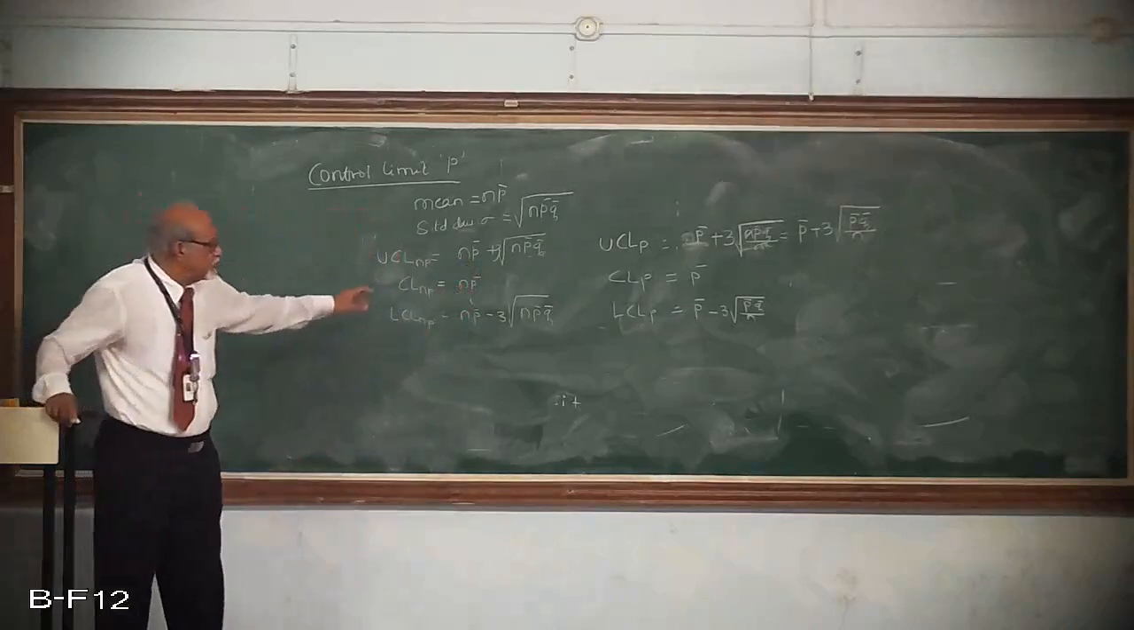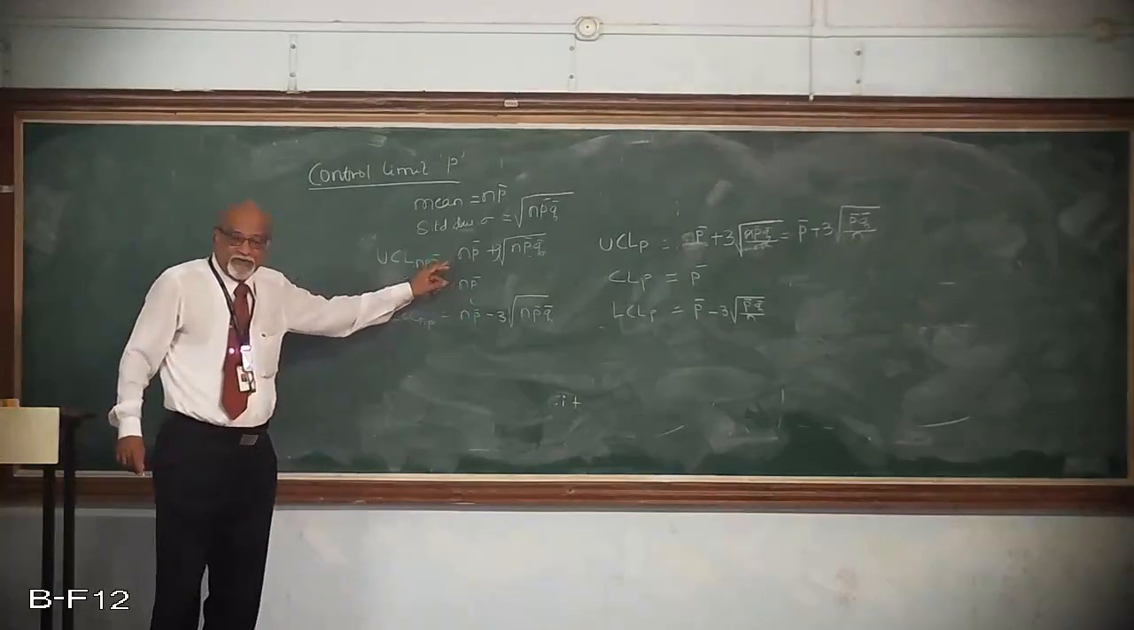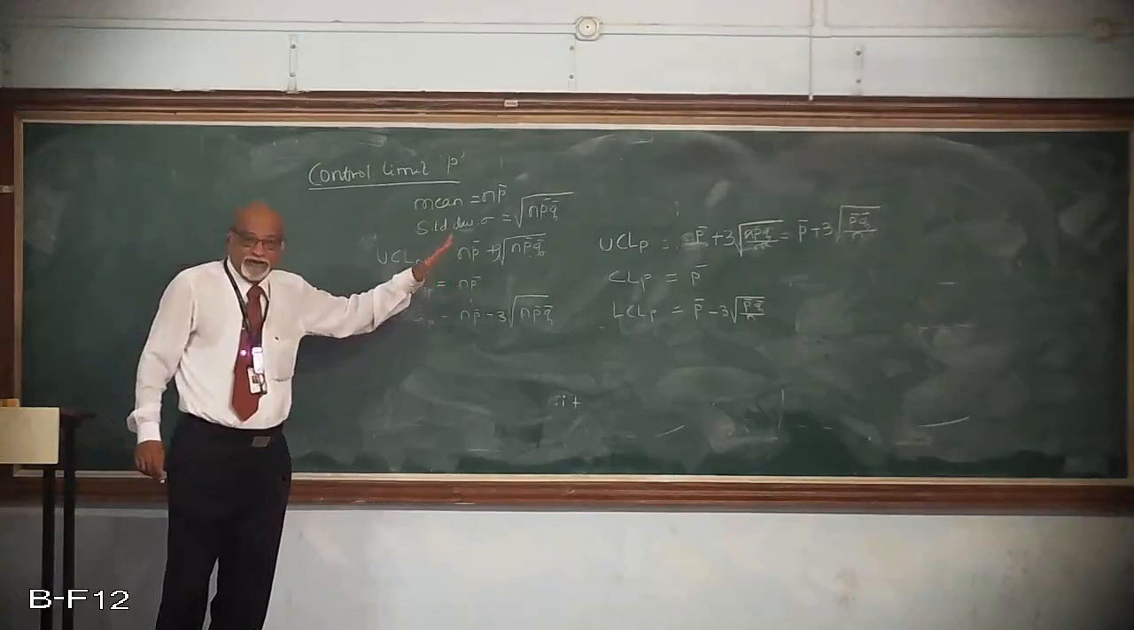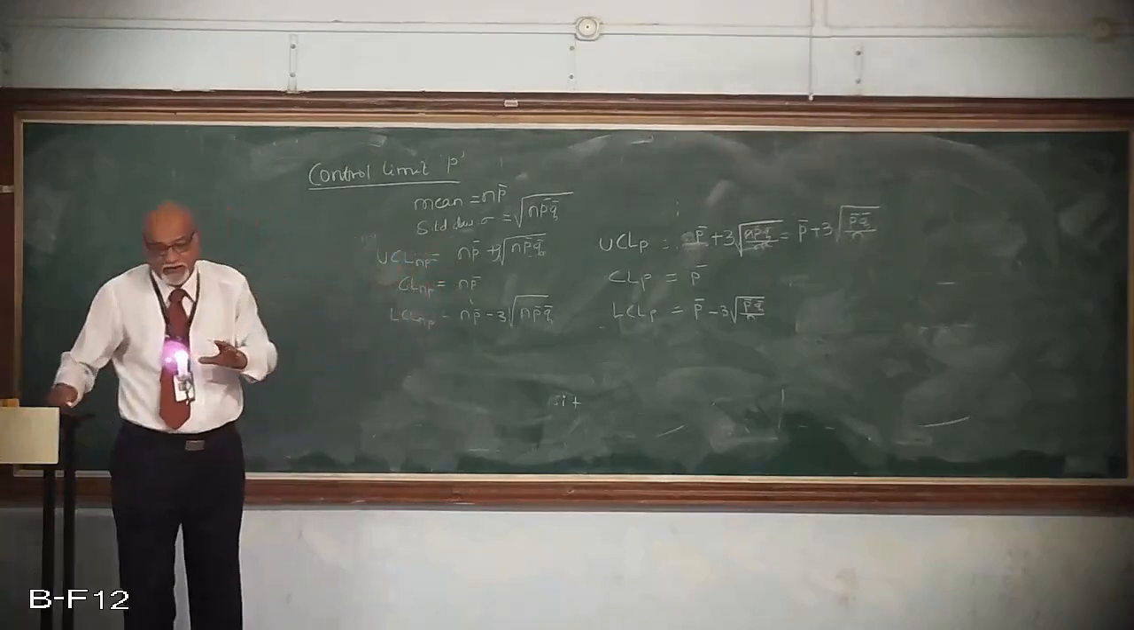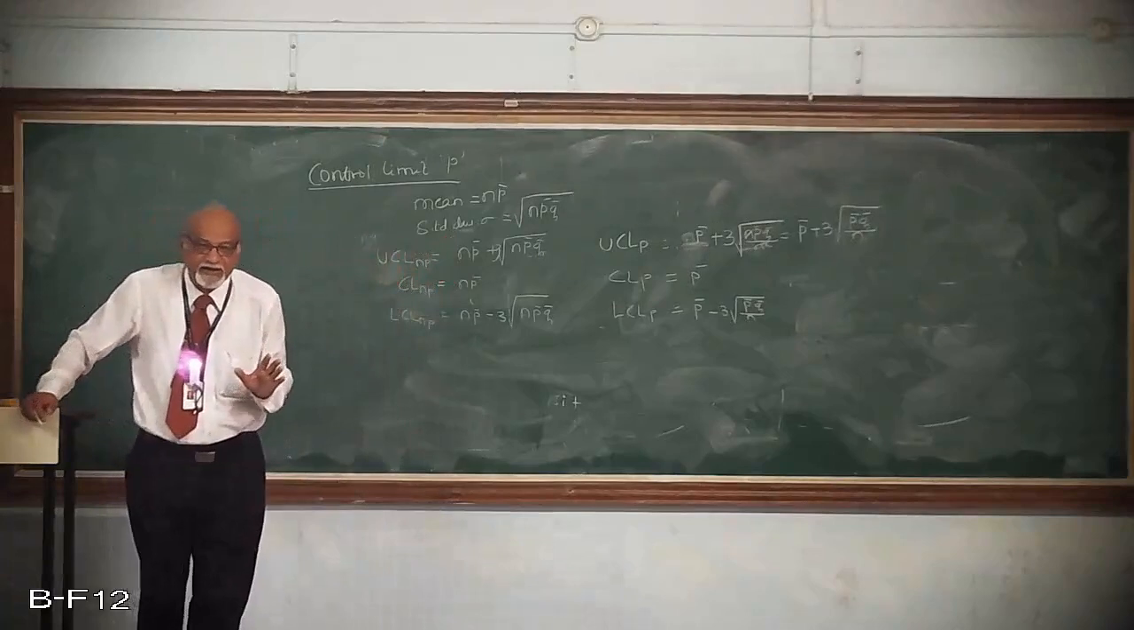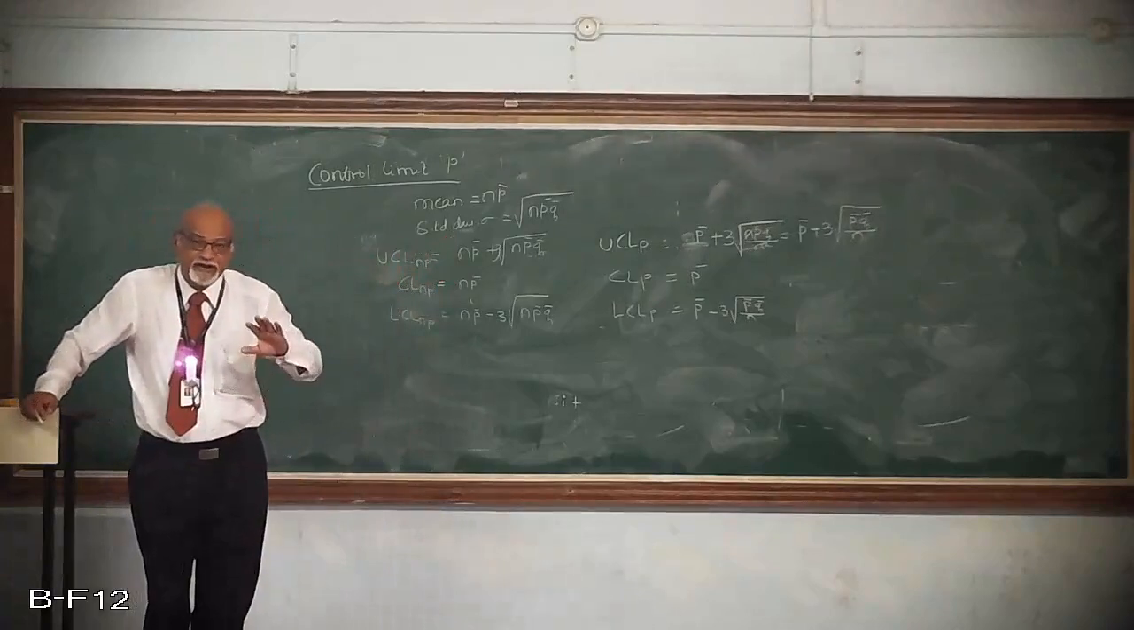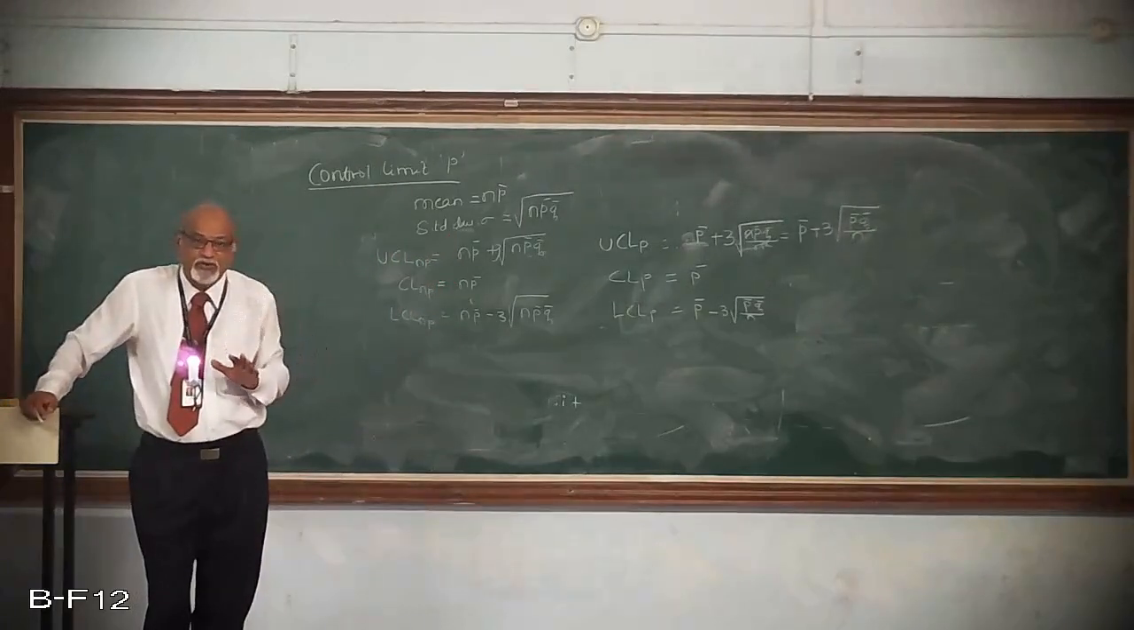n, because it involves the value n. That means even the central line will vary. For each of the samples, there is a separate central line you have to find out, a separate upper control limit and lower control limit. Can you envisage this one?